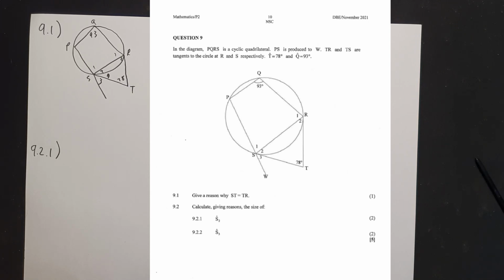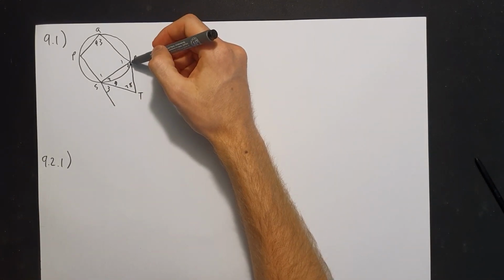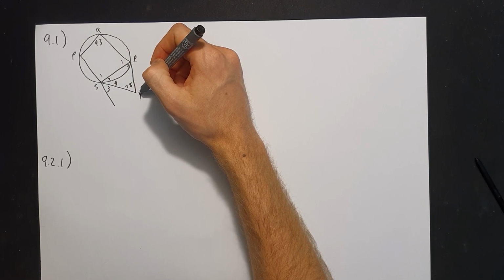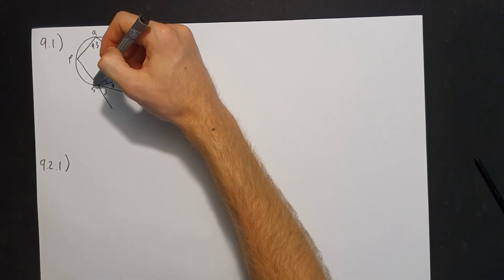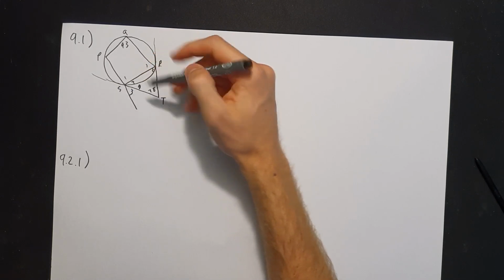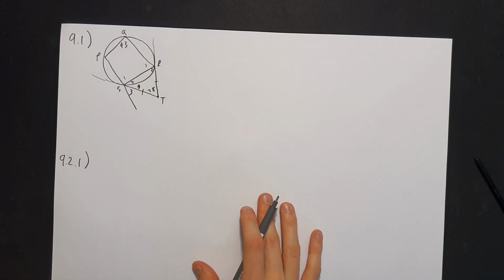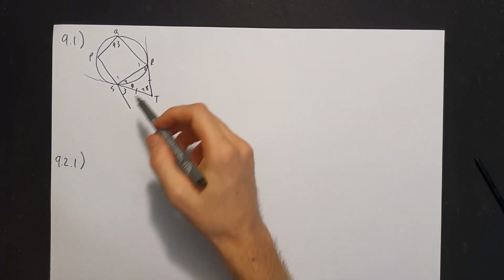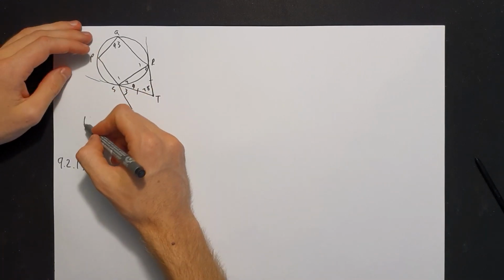9.1 says, give a reason why ST equals TR. This is one of those that they don't often ask, and we often overlook it when we're studying. They've told us that RT and ST are tangents, meaning they only touch the circle at that given point. If you extend those lines out and they intercept at a given point, these two will always be equal because they have a common interception point. So it is tangents from the same common point.